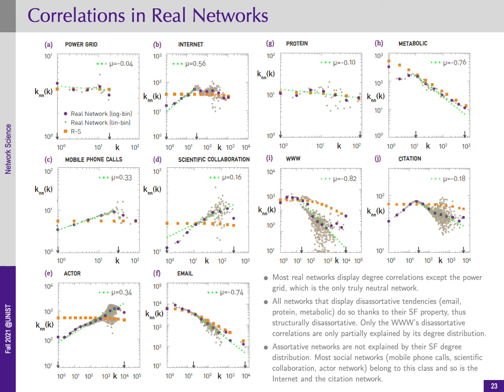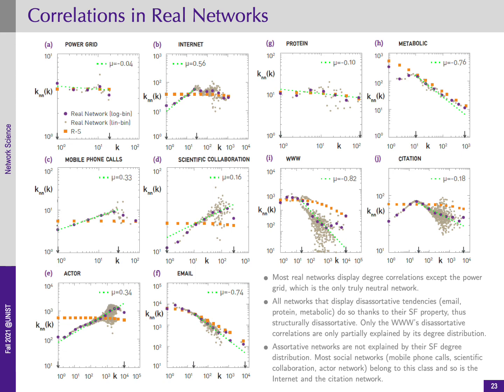So to summarize, most real-world networks display degree correlations. So it is hard to achieve a neutral network, okay? Except for the power grid. The power grid is truly neutral, the only truly neutral network. And all networks that display disassortative tendencies, email, protein, metabolic networks, do so thanks to their scale-free property, okay? So this disassortativity was induced by the constraint of the power-law degree distribution.